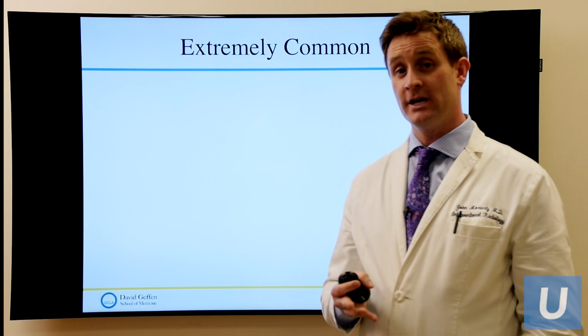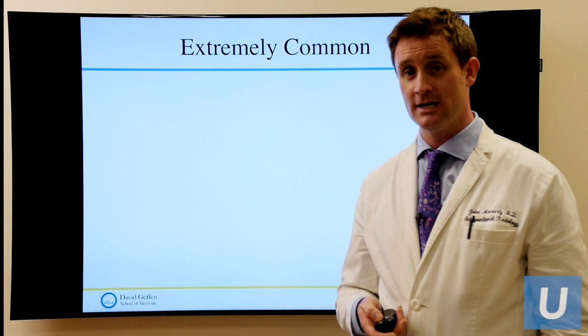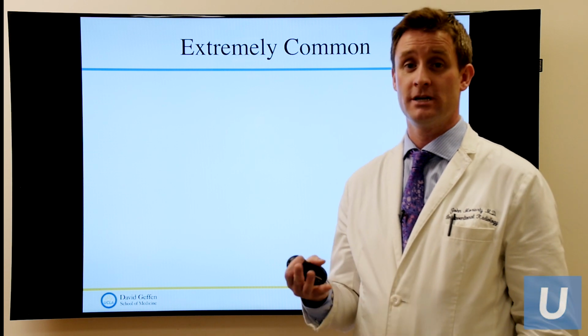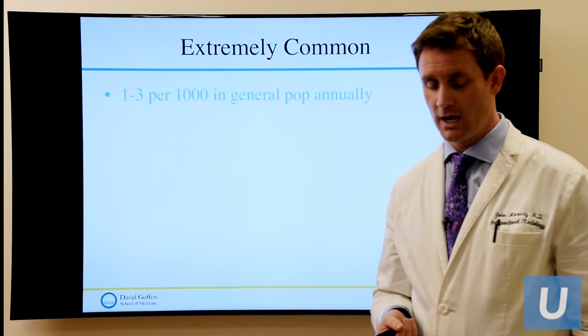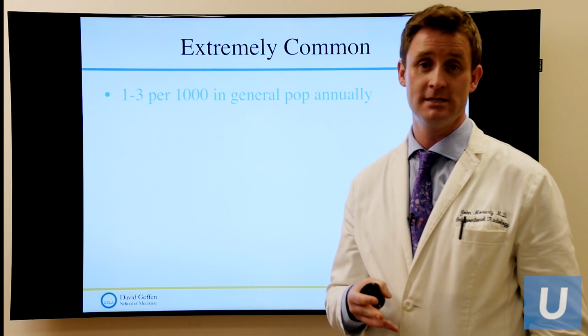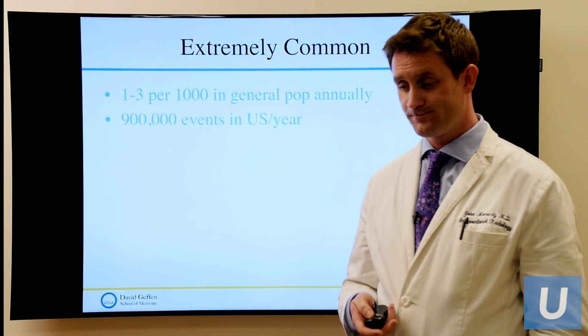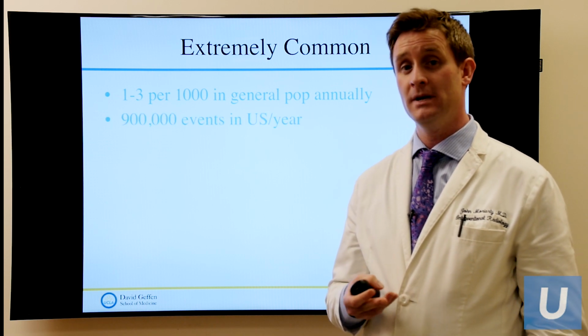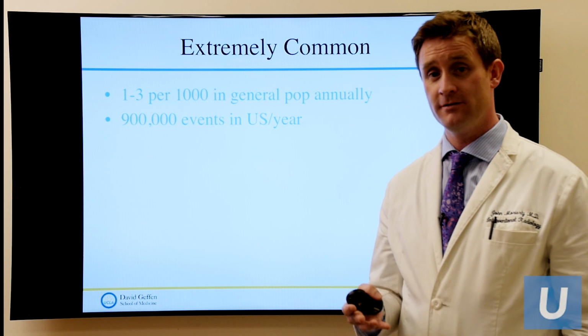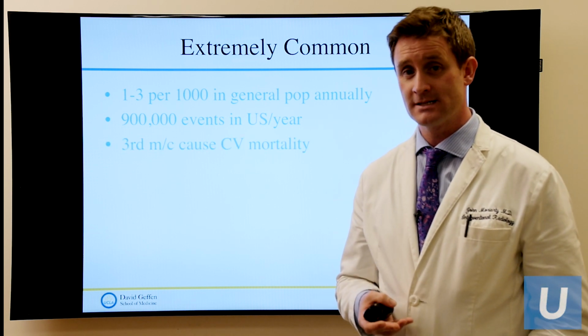I told you that this is very common, and this is a problem that is increasingly recognized as being a major socioeconomic problem as well. So 1 to 3 of 1,000 people are going to develop this annually. So a little under 1% of all of us are going to get one of these this year. That means there's almost 1 million cases in the US. Very, very common. It's the 3rd most common cause of cardiovascular mortality.